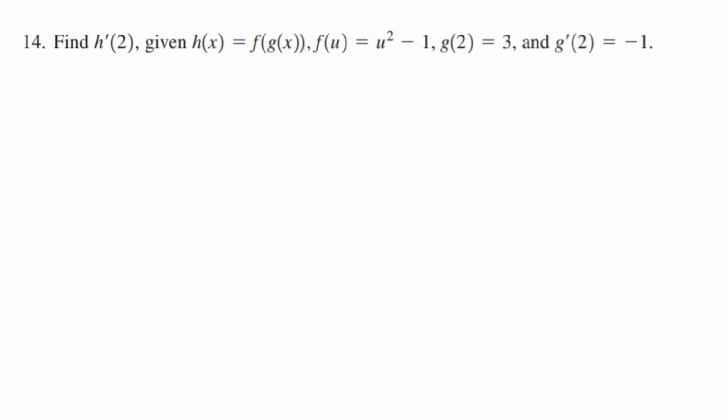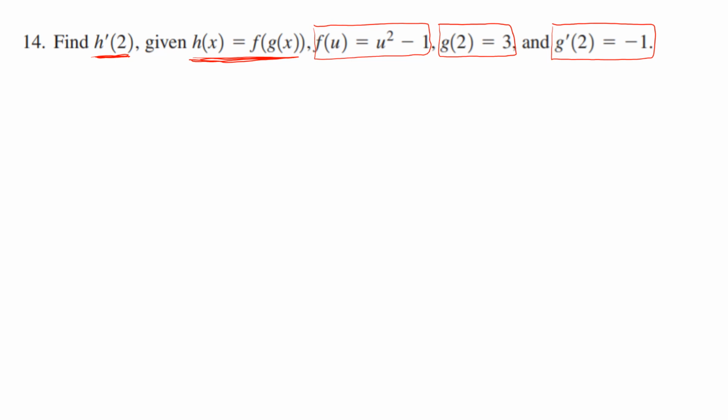So for this one, it wants me to find the derivative of h when my x is 2 and my h(x) function is given by here. So it's a composite function. And I have what my f(u) is here. I know what my f function is, but I don't know my g. But they gave me what g is when x equals 2, when it's plugged in, and it gave me the derivative of g as well.